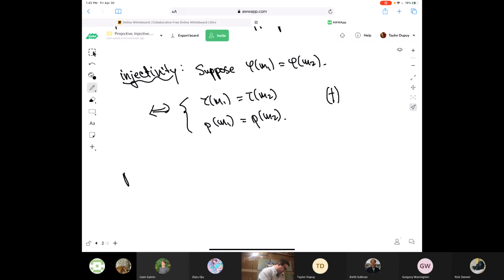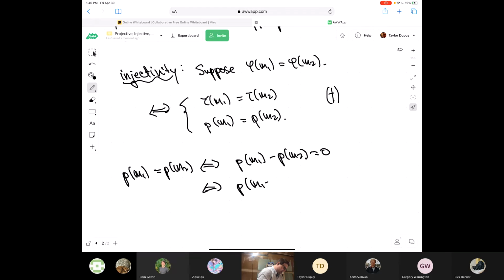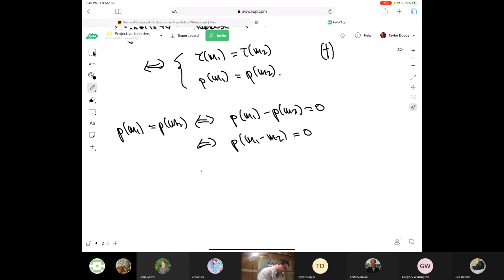Okay, so if P of M1 is equal to P of M2, right? This is the same thing as, okay, so what we'll do is we get to subtract them and we get to use linearity. Maybe I can put an if and only if M1 minus M2 is equal to 0. Okay, and so this tells us that M1 minus M2 is in the kernel of the map P.